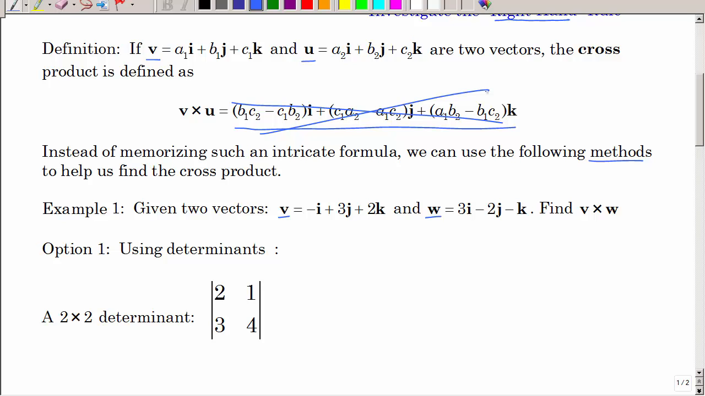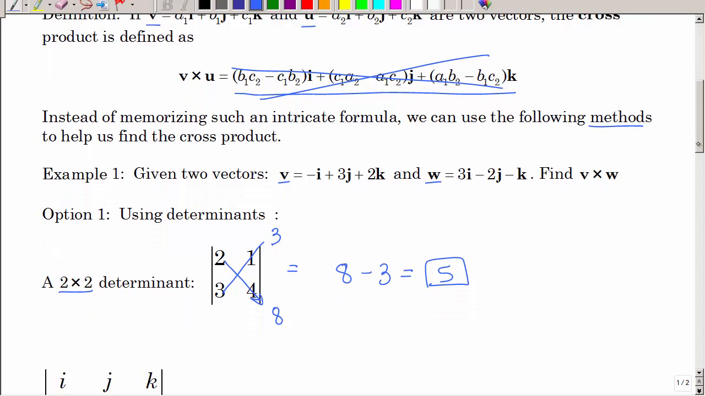So the first option is to find the cross product using what's called determinants. What is a determinant? It is rows and columns of numbers that's usually associated with a matrix. It is always square in that it has as many rows as columns. So we have a 2 by 2 determinant here, and we want to evaluate that. How do we do that? Really easy. We want to multiply on the down diagonal, multiply on the up diagonal, and then subtract down minus up. And so the value of this 2 by 2 determinant is just 5.